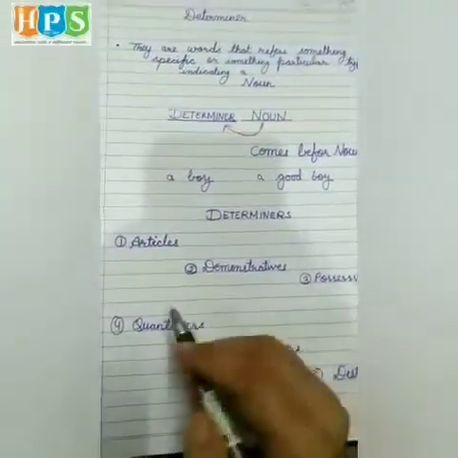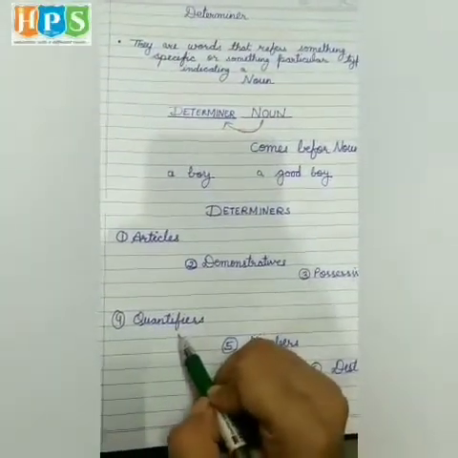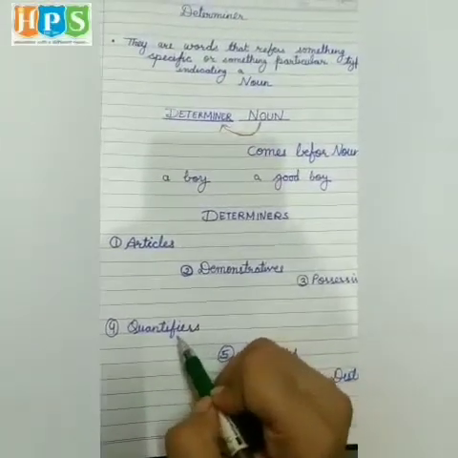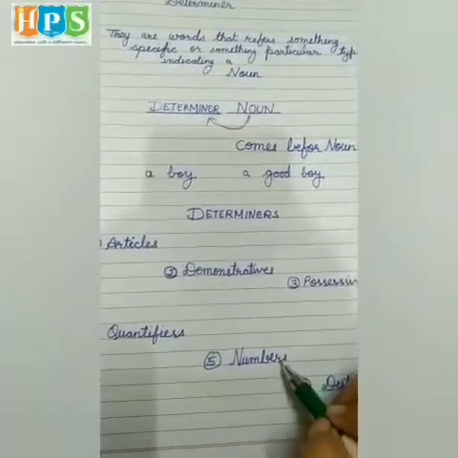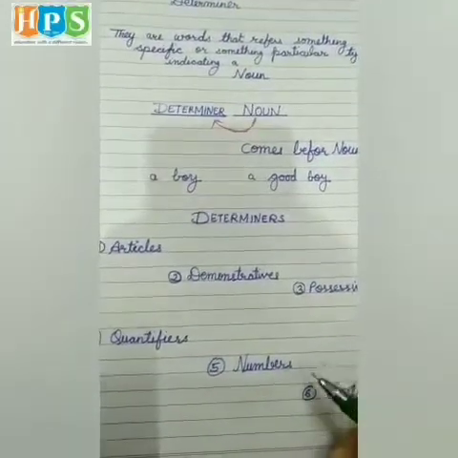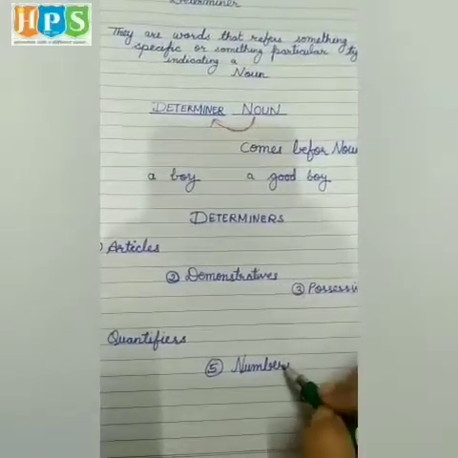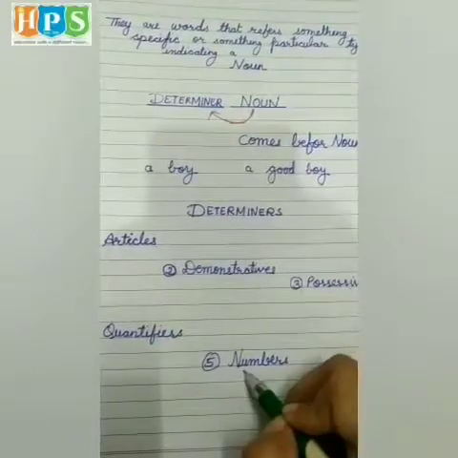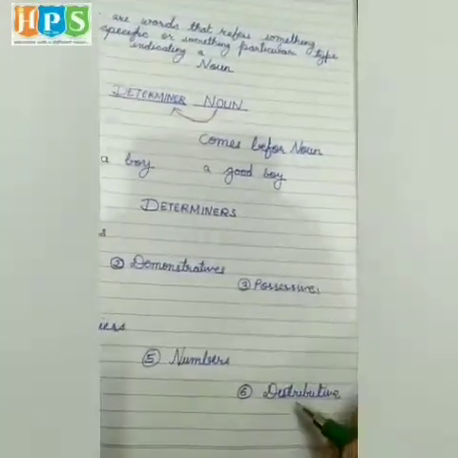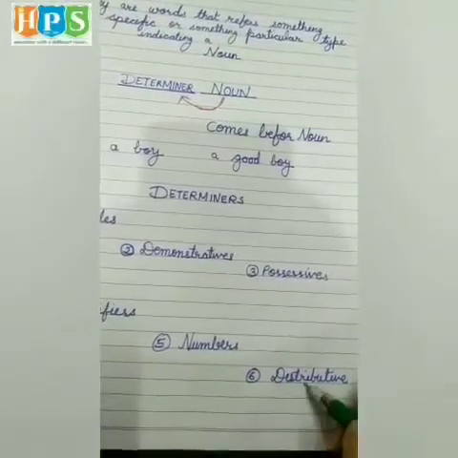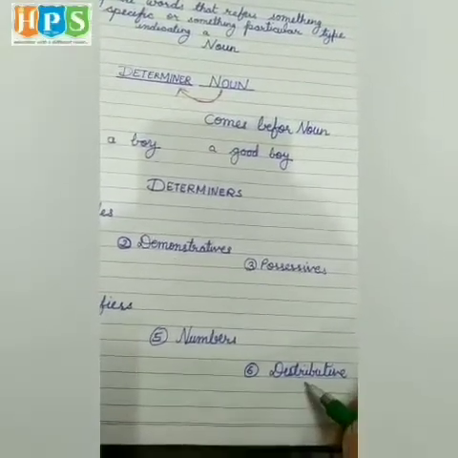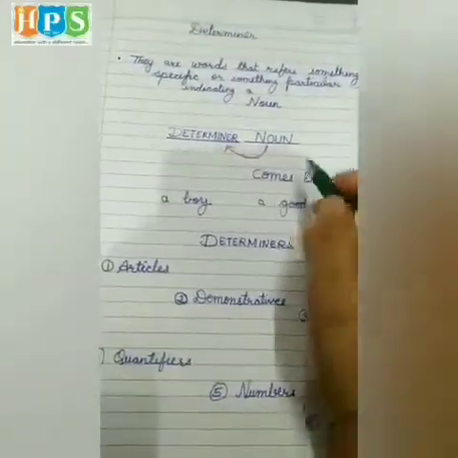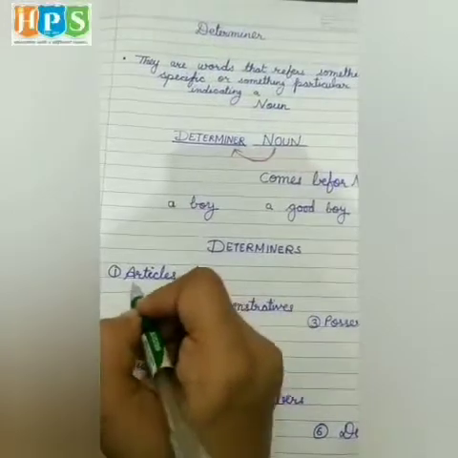Quantifiers are many, few, little, a little, which tell us about quantity. Numbers can be ordinal numbers like first, second, third, and they can also be cardinal numbers like 10 and 20. Next we have distributives like each and every, either or neither. So these are distributive determiners. Okay, so first we will read about articles.